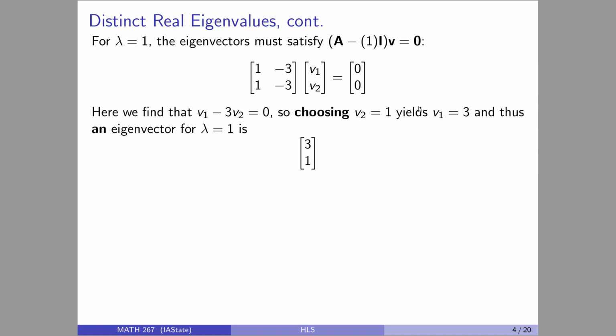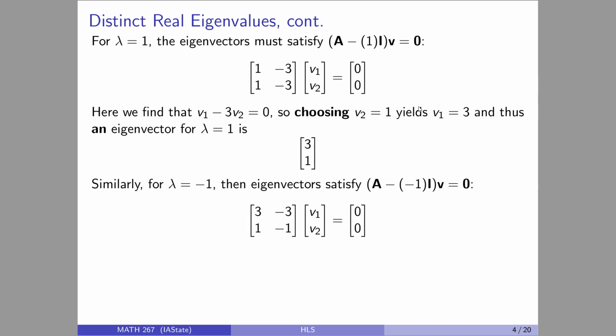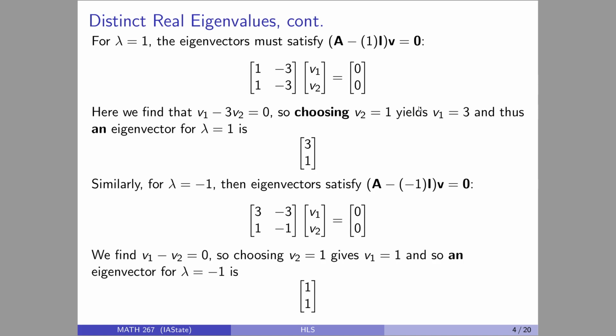All right. So, same deal, if we do that for lambda equals -1, we'll get those. And here we choose v2 equals 1, that means v1 is equal to 1, that gives me an eigenvector. Again, I just need one, I do not need all of them. Right, so make our lives easy. Alright, nice. So, for the eigenvalue 1, I have the eigenvector (3, 1). For the eigenvalue -1, I have the eigenvector (1, 1).